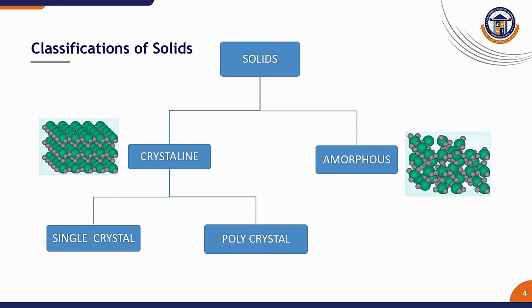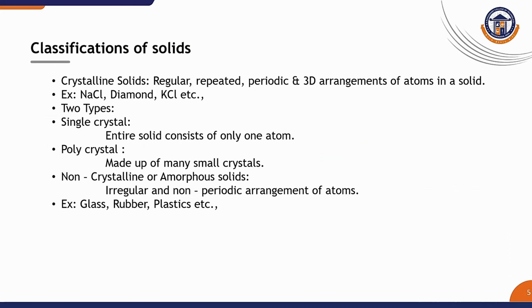Classification of solids. Solids can be classified as crystalline solids and non-crystalline or amorphous solids. Crystalline solids have a regular periodic arrangement in three dimensions. Examples: NaCl crystal and diamond. Crystalline solids are further divided into single crystals and polycrystals.